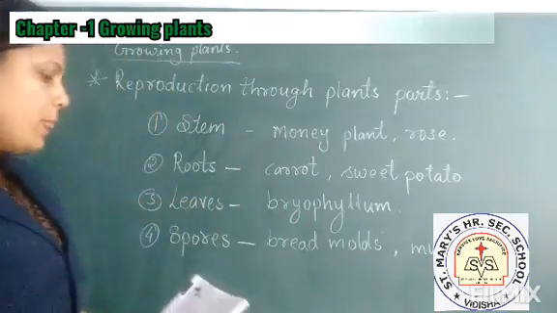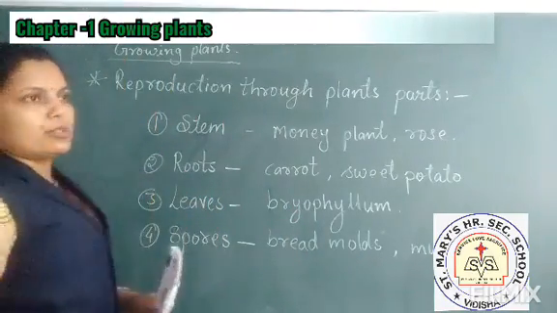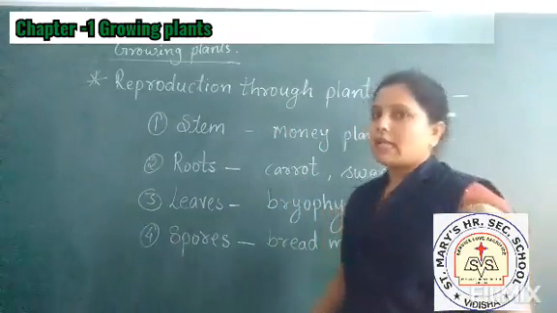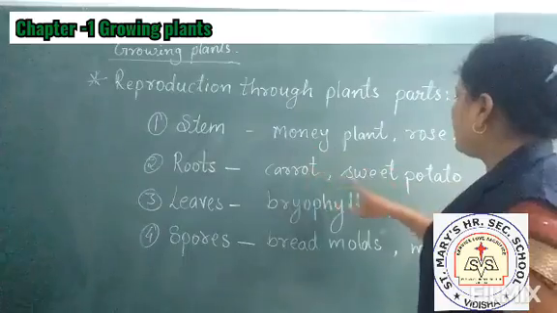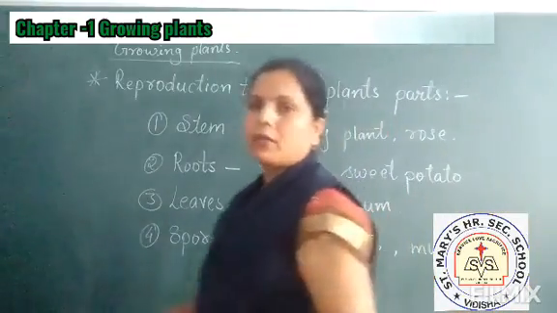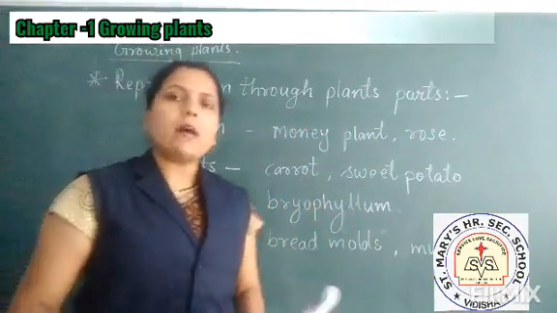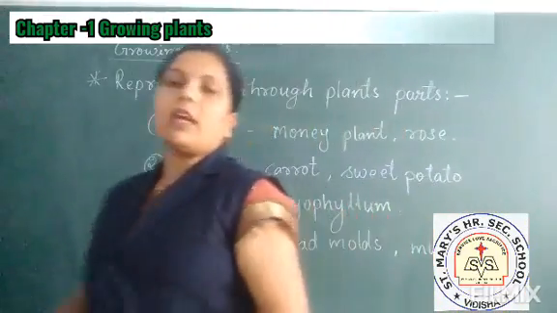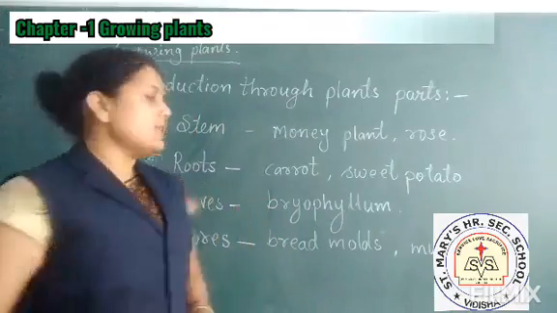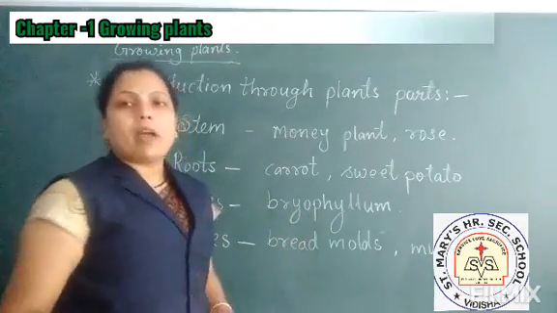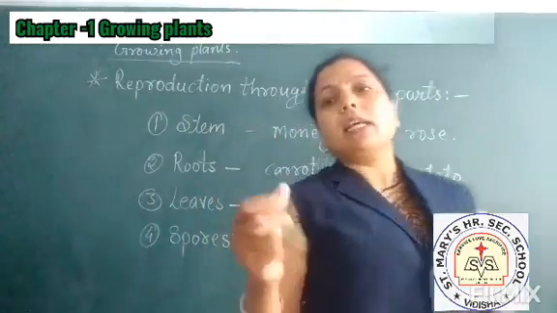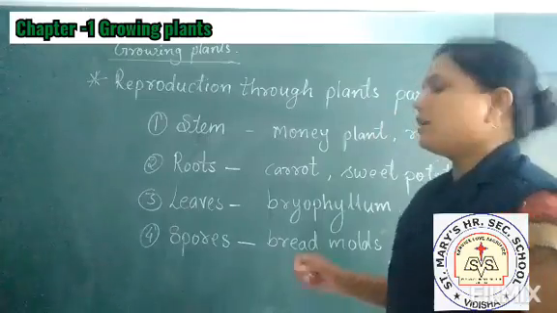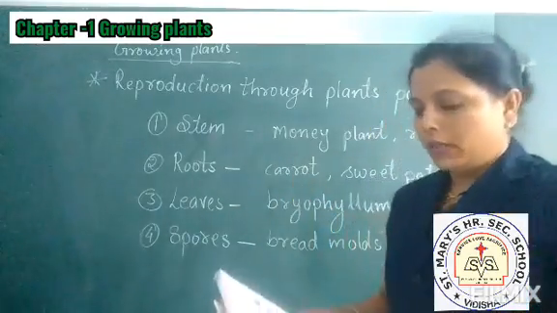Next one is reproduction through roots. By the roots also we can reproduce the plant. Examples are carrot and sweet potato. And next one is leaves. By the leaves also we can grow a new plant. The example is bryophyllum. Bryophyllum has a wide, thick leaf, and the new plant grows on the leaf itself.